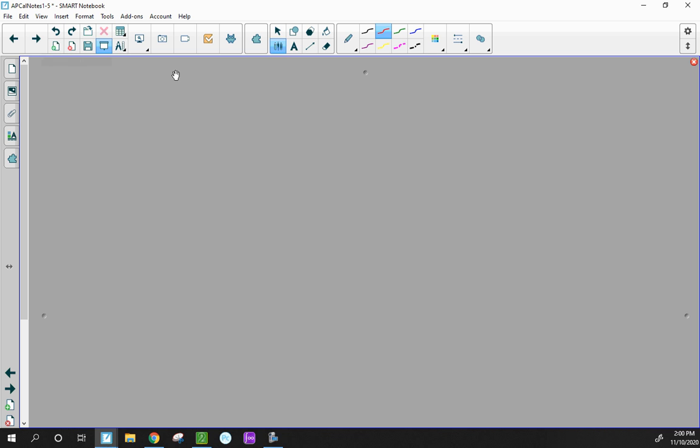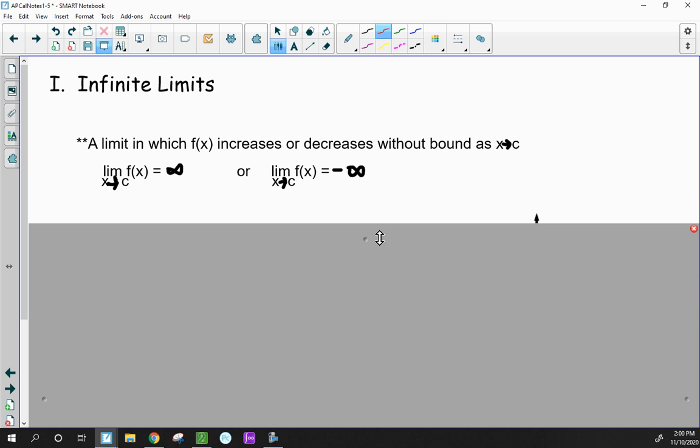Okay, first of all, an infinite limit is a limit in which f of x either increases or decreases without bound as x approaches c, a value. Either the limit of f of x as x approaches some value is going to reach positive infinity, or it could reach negative infinity.